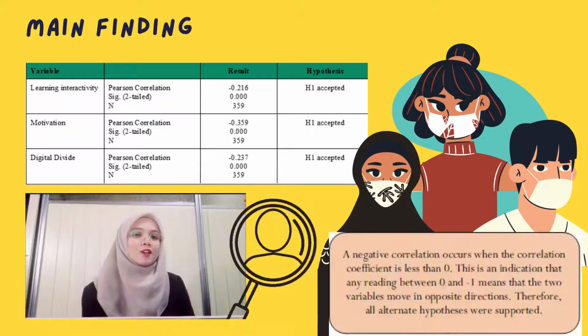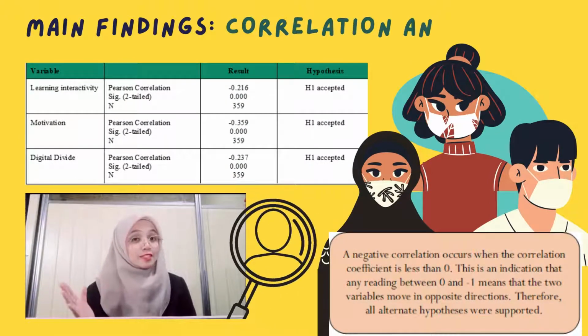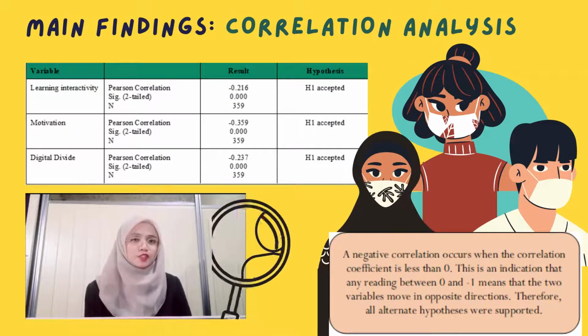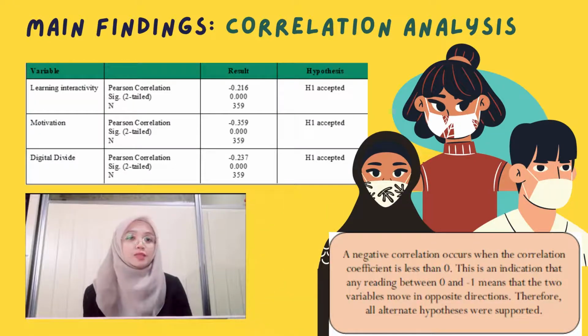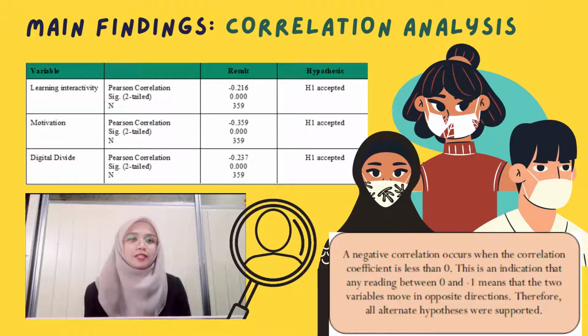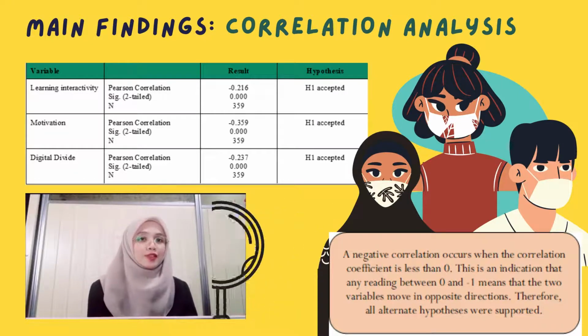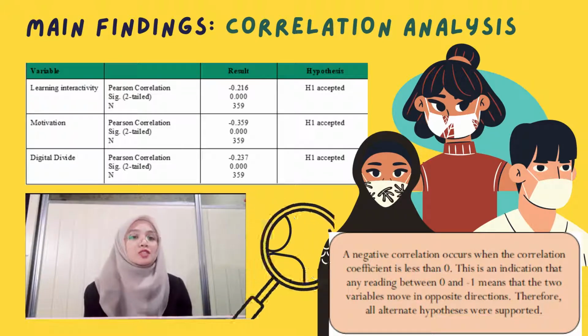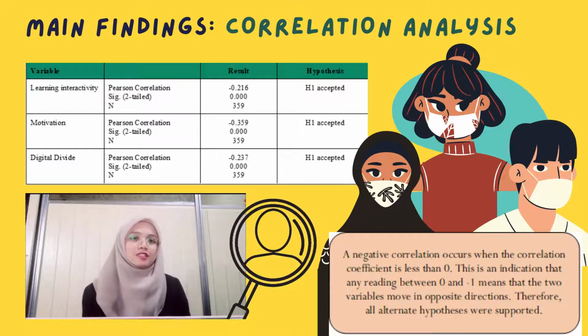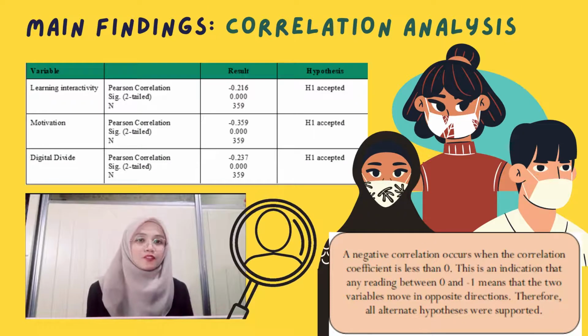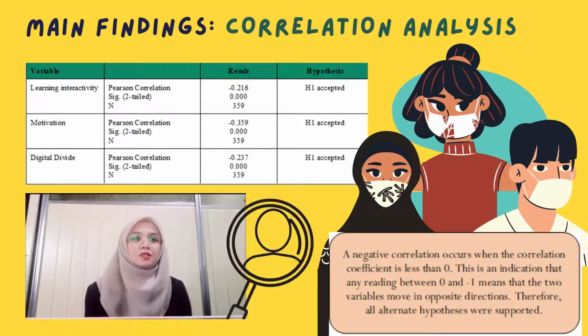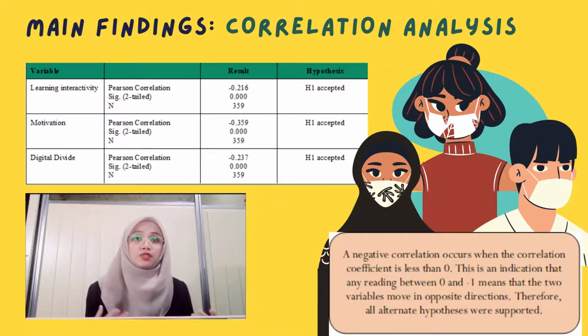Next, we look into the correlation analysis results from the table given. Correlation analysis is used to describe the strength and direction of the relationship between variables. From the table given, there is a negative relationship between learning interactivities with a result of negative 0.216, motivation negative 0.359, and digital divide negative 0.237, in which these independent variables resulted towards the effectiveness of ODL.